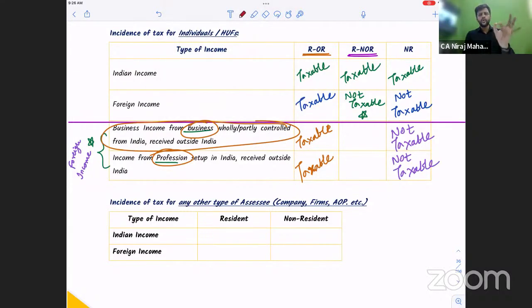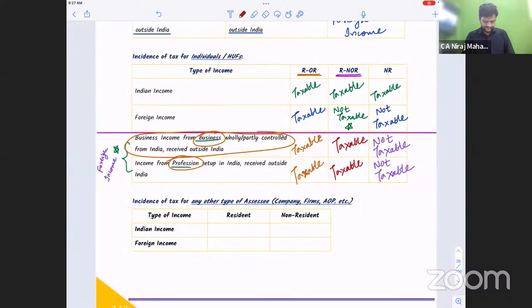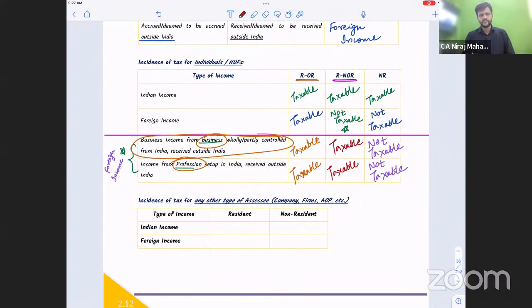So foreign income, bachcho, normally for RNOR is not taxable. Only a special type of foreign income is taxable in India for RNOR. Clear till here? So this will also be taxable. Apart from this, foreign income for RNOR is not taxable. Very good. Clear? Yes, sir. Quite good. Nice. Fine. This is the warm up of this chapter.